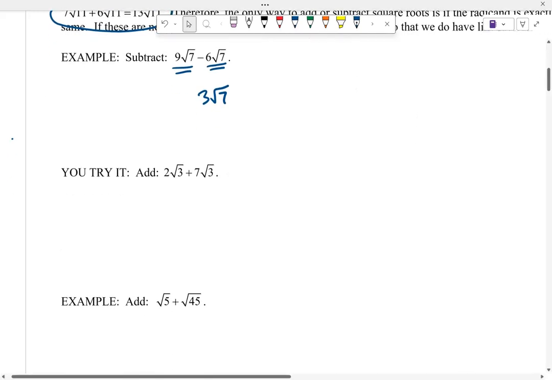So you could pause that next one. Again, you're checking, are they both square roots? Yes, they both have the same radicand. In other words, the number underneath the radical. Yes, they do. So 2 plus 7 is 9 of those square root of 3s.